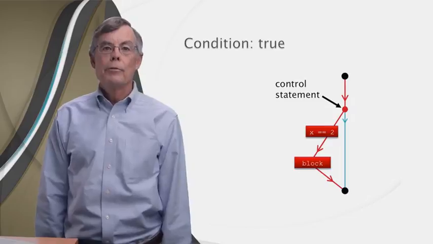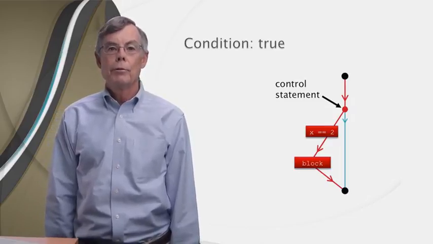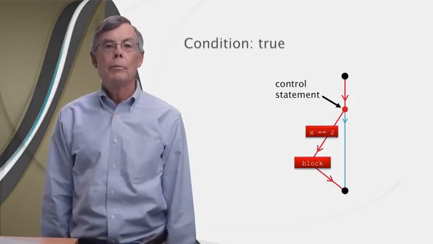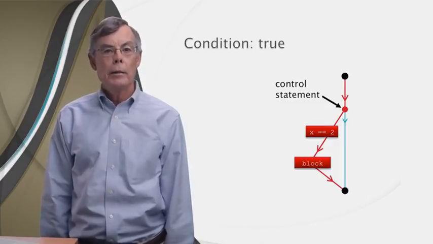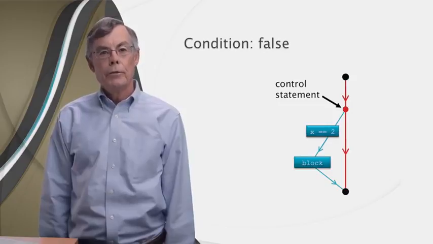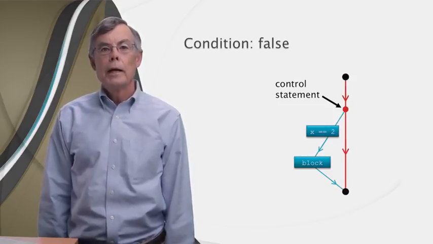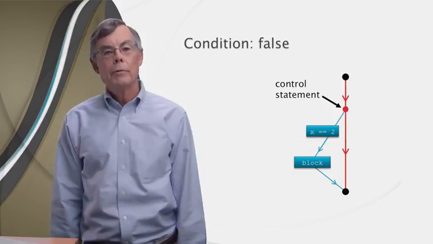This figure highlights in red the flow of control when the condition is true. And as you can see, in this case, MATLAB executes the block of statements inside the if statement. This figure shows the case when the condition is false. This time the red line shows that we skip the block of statements inside the if statement and jump past it to the statement after the if statement.